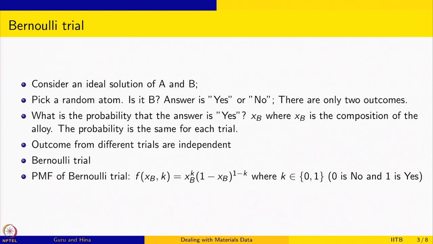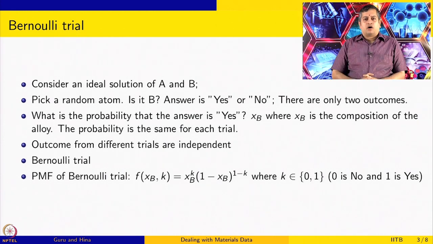Let us consider an ideal solution of A and B, or a random solid solution of A and B. If you pick a random atom, is it B? If you ask the question, then the answer is either yes or no. In other words, there are only two outcomes. And if you are looking for B atoms, and if you find a B atom, then you can say that the outcome is a success. And if you do not find a B atom, you can say that the outcome is a failure.